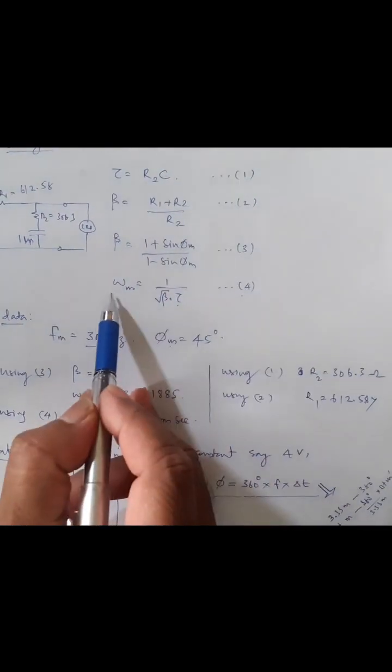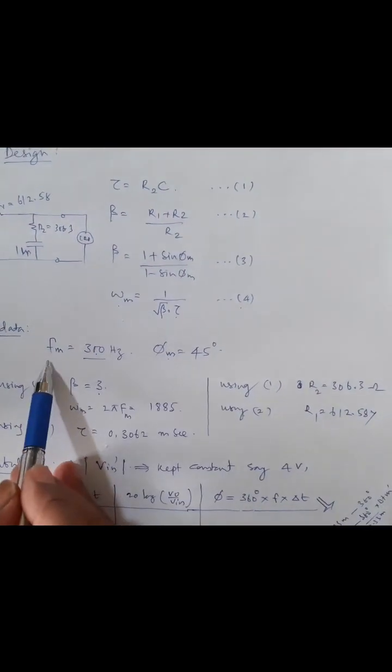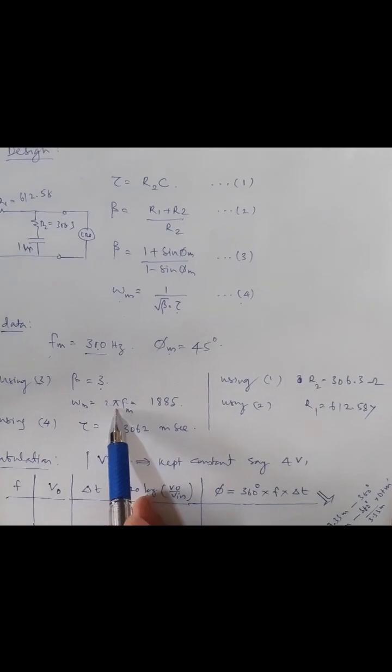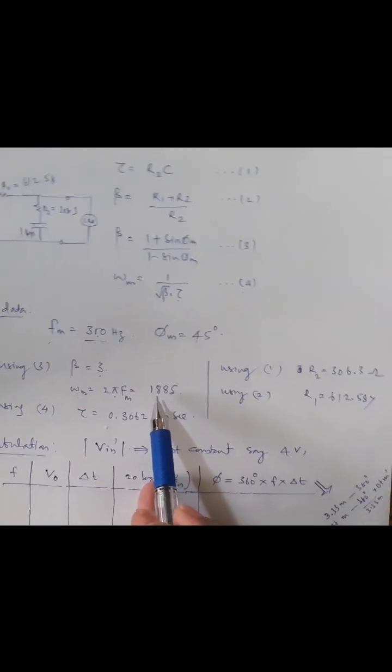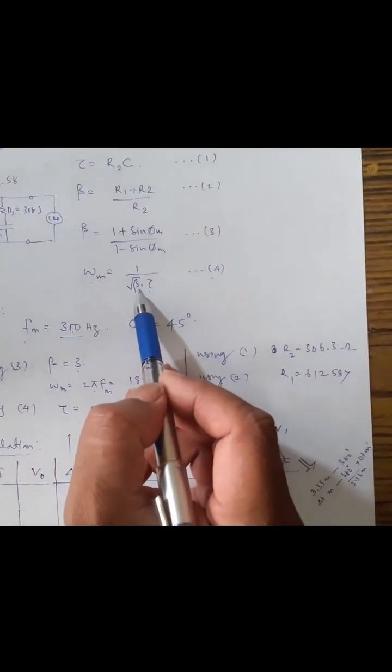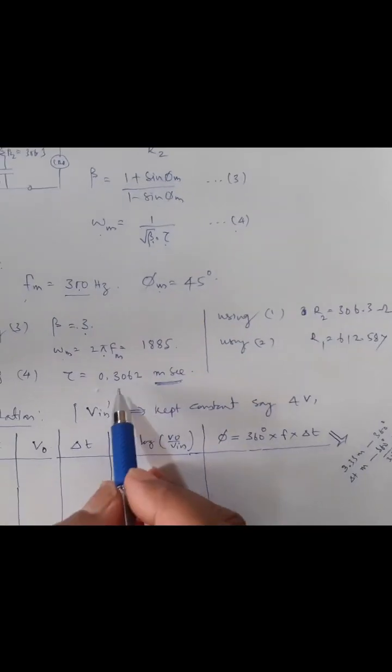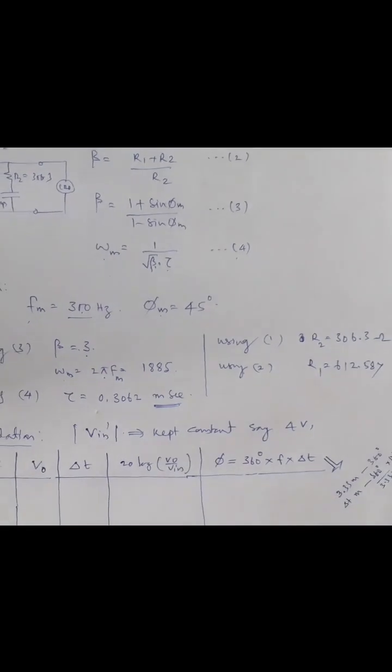Then you need to go for equation number 4, for which you require omega m, but in the data fm is given. So you can convert that fm into omega m by multiplying it by 2 pi, which is 1885. Now you go to this equation, substitute the value of beta and omega m, and you can calculate tau. Remember, tau will always be in the order of milliseconds, 0.3060 millisecond for this given data.